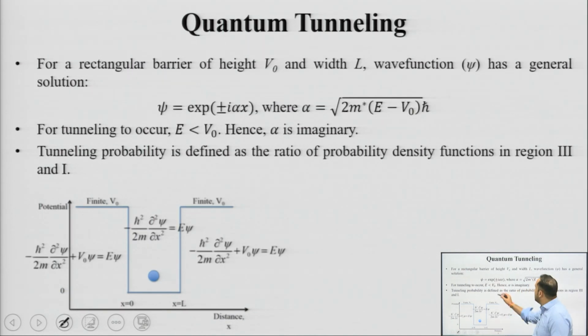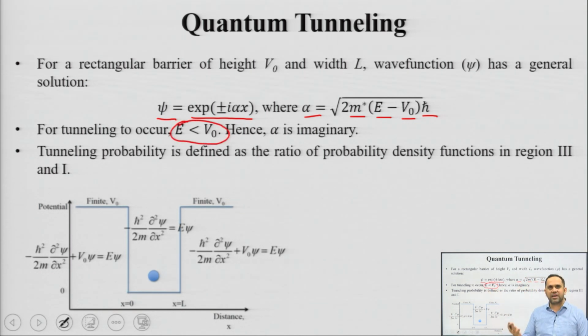So, this is your psi wave function, this is how the expression looks, where alpha is given by the effective mass, total energy, potential barrier height and reduced Planck's constant. For tunneling to occur, we have to make an assumption that the total energy is less than the potential barrier height. If it is higher, classically it will anyway go through.